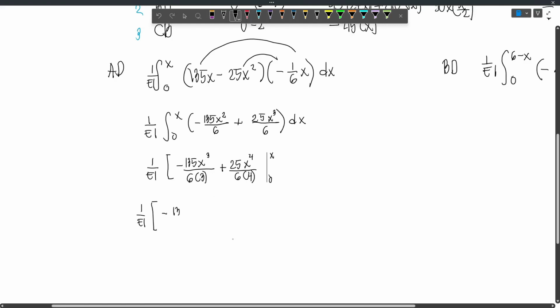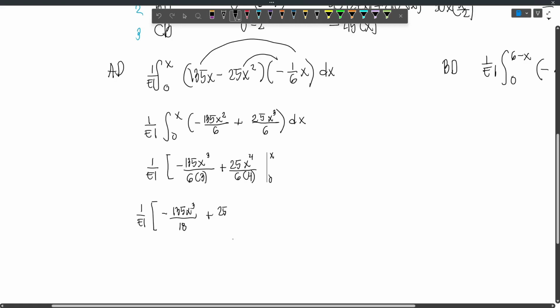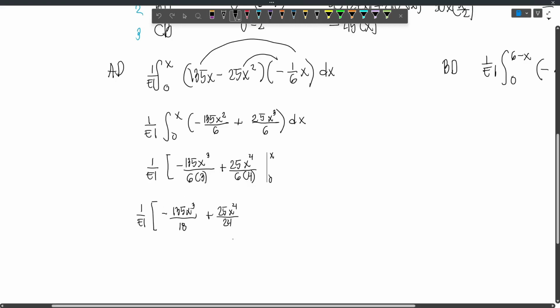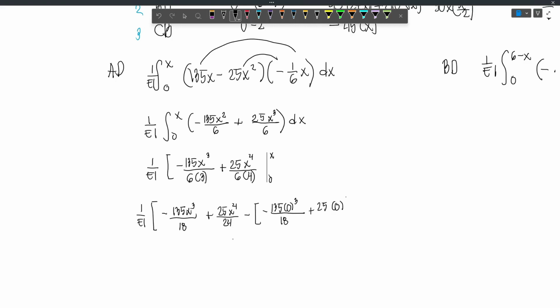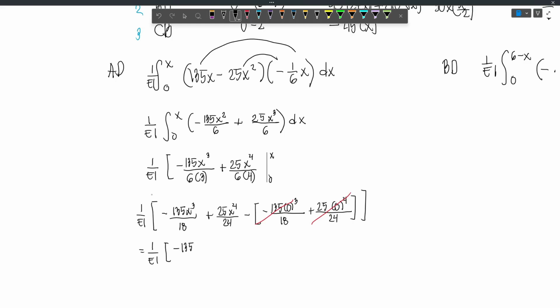So, magiging negative 135x cubed over 6 times 3 will become 18. And then plus 25 x to the 4th over 24. And then we will subtract from this equation the result when we will substitute 0 to this equation. Again, this is the upper limit and this is the lower limit. And so minus, substitute tayo ng 0 dito, magiging negative 135 0 cubed over 18 plus 25 0 to the 4th over 24. And so, mawawala lang yung expression na to, kasi we are multiplying by 0. And so, ito na lang yung matitira. Now, that will be 1 over EI and then negative 135x cubed over 18 plus 25x to the 4th over 24.